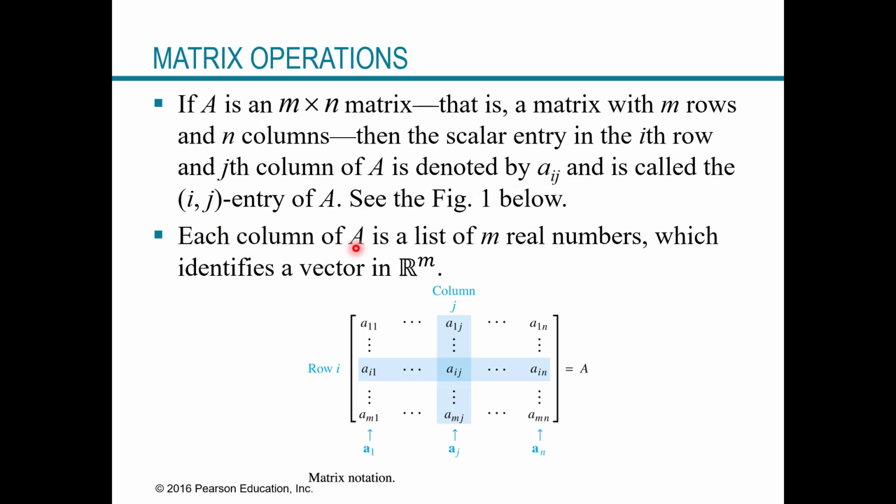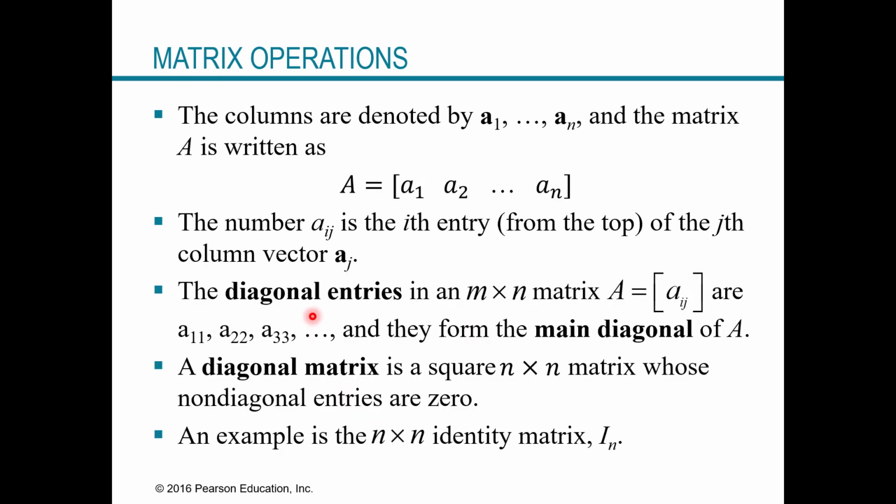And then each column is a list of real numbers, which we were calling a vector. And so every column is a vector. And if we have m rows, then our vectors exist in space Rm. So for example, if we had 3 rows, then each vector would have 3 entries. And so each vector would exist in R3, or 3-dimensional space.